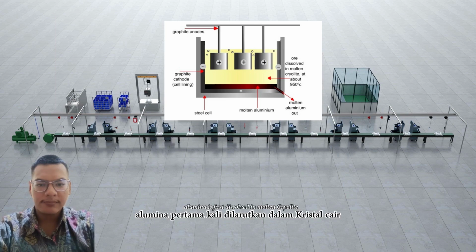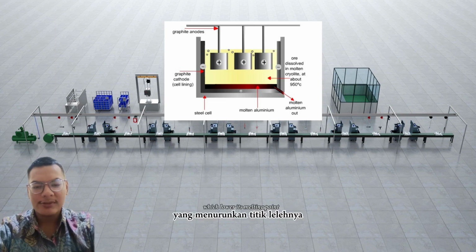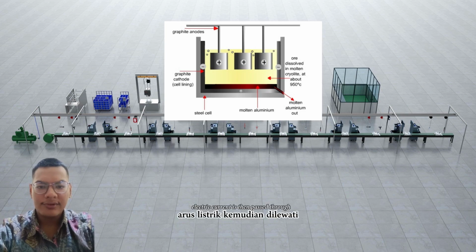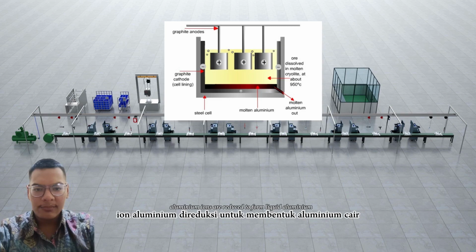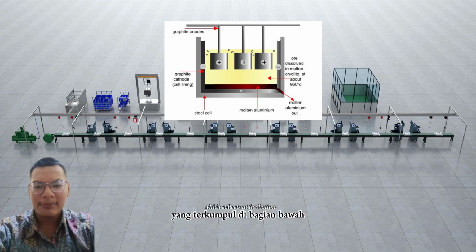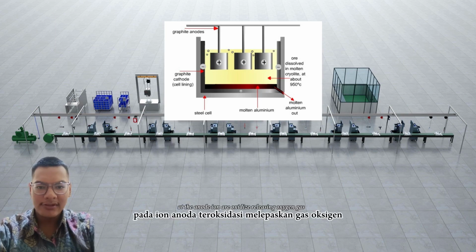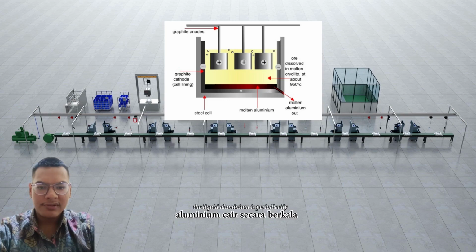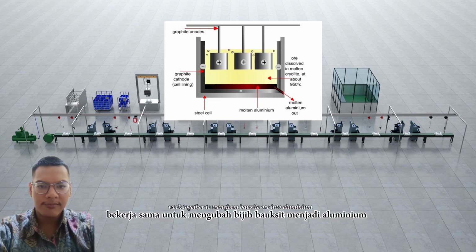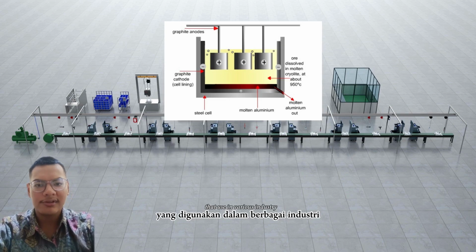Alumina is first dissolved in molten cryolite, which lowers its melting point. Electric current is then passed through the molten mixture. At the cathode, aluminum ions are reduced to form liquid aluminum, which collects at the bottom. At the anode, ions are oxidized, releasing oxygen gas. The liquid aluminum is periodically extracted from the cell for further use. These two processes work together to transform bauxite ore into aluminium that is used in various industries.